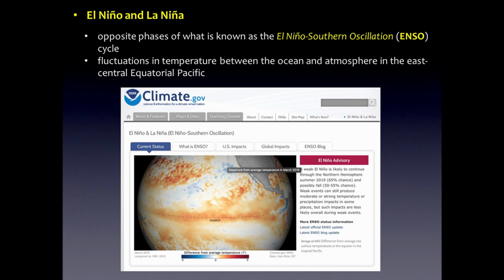These are opposite phases of something known as El Nino Southern Oscillation. This is another term you might see that is used to describe it. And once again, as I said just previously, changes, fluctuations in temperature between the ocean and the atmosphere, typically in the east central equatorial Pacific. We don't see this happening in other locations on the planet, but just centered around the east central equatorial Pacific region, so off the coast of South America.